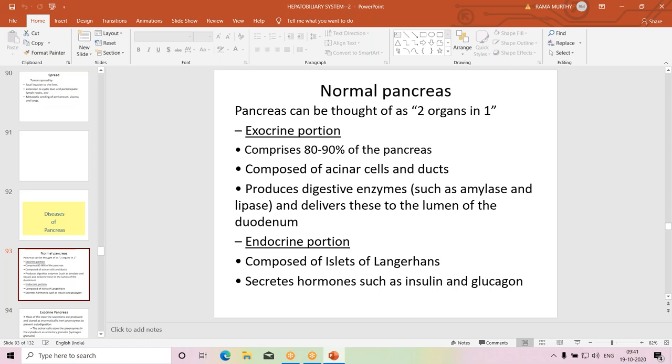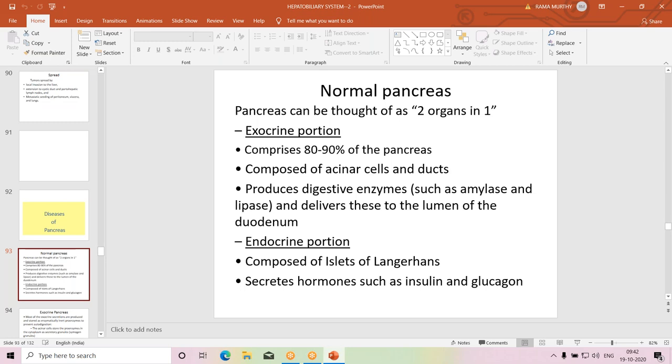Structurally and functionally, there are two portions in the pancreas: the exocrine portion and the endocrine portion. The exocrine portion comprises 80 to 90% of the pancreas. It is composed of acinar cells and ducts. Acinar cells produce digestive enzymes such as amylase, lipase, trypsin, chymotrypsin, and deliver these into the lumen of the duodenum. There are at least 20 digestive enzymes produced by the pancreas. Amylase digests carbohydrates, starch. Lipase digests fat. Trypsin and chymotrypsin digest proteins.